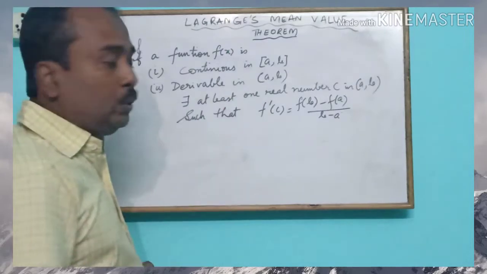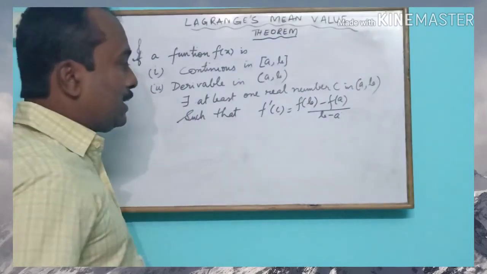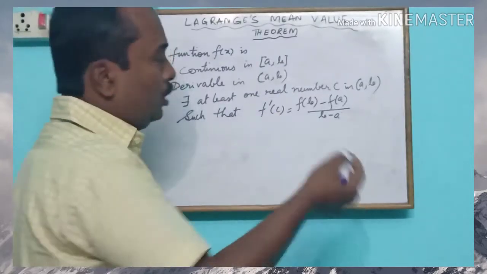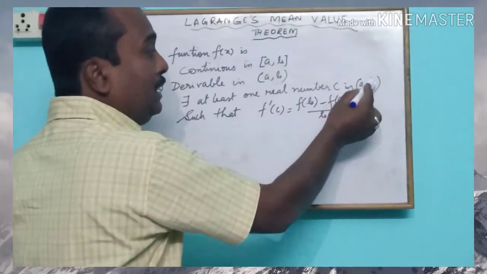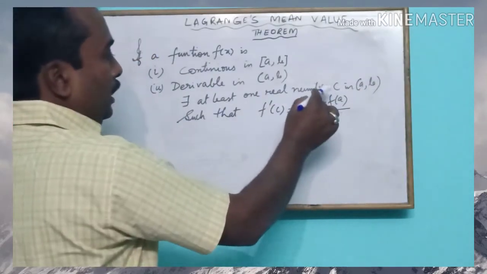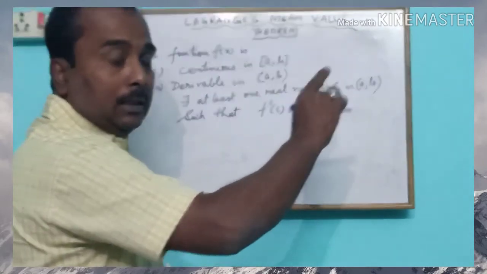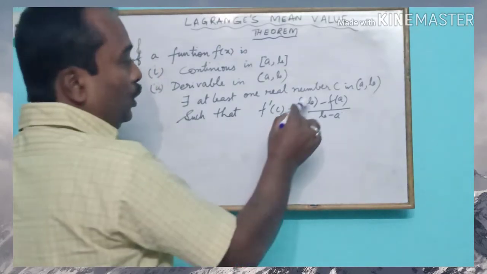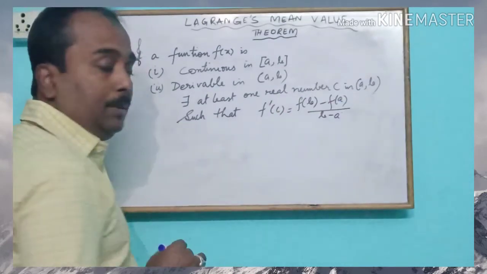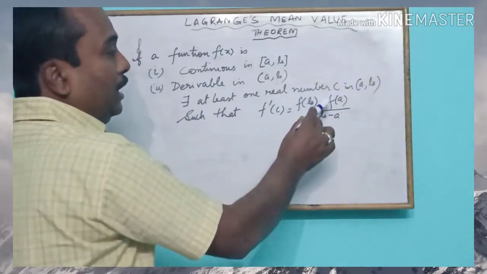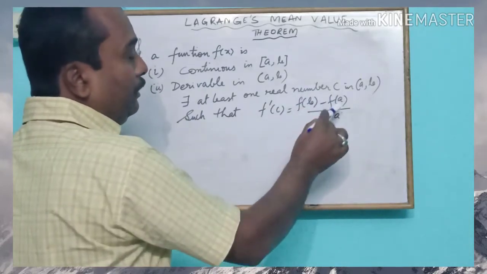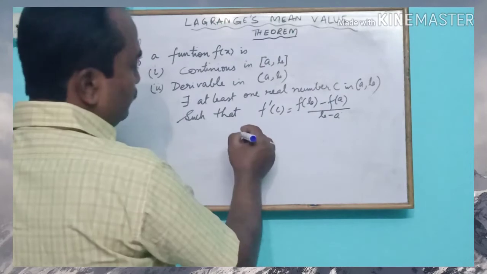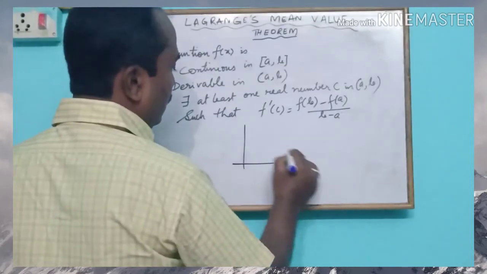Then we can conclude that there will obviously exist at least one real number c, there may be more, in the open interval (a, b), means the c will not coincide with the terminal points, such that f'(c) will be equal to (f(b) minus f(a)) by (b minus a). f(b) means the ordinate at b minus the ordinate at a divided by b minus a. This is the statement. Now what is the geometrical interpretation?